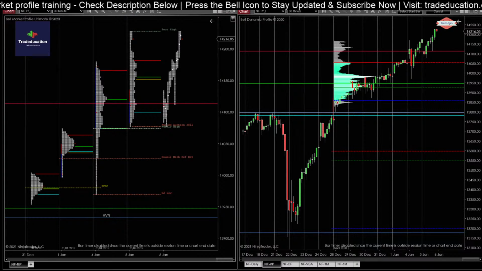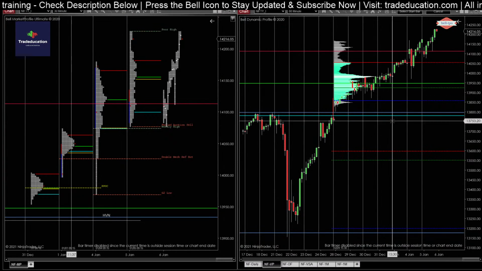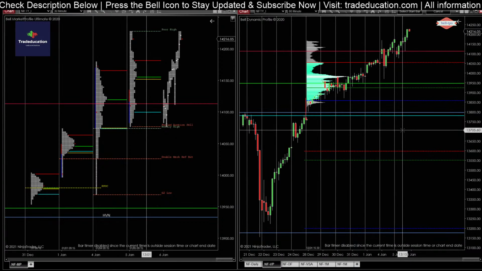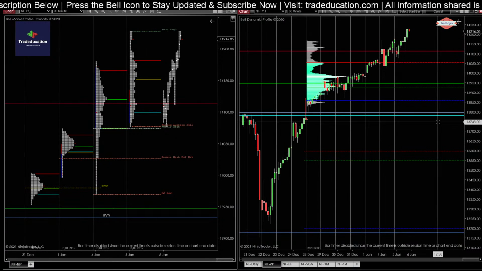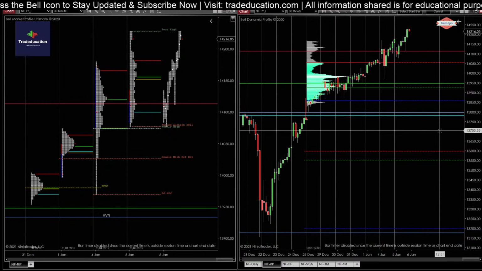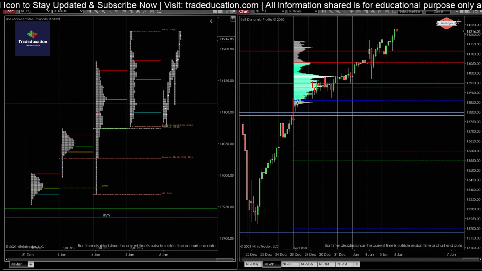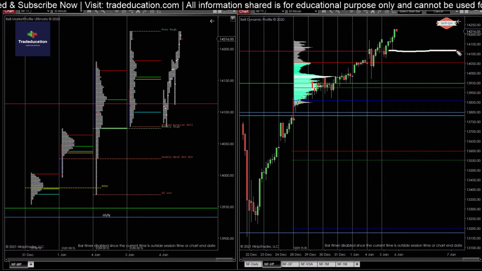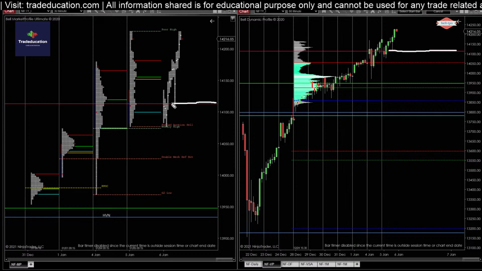Okay. So first of all, this is the hourly chart with the dynamic profile, or the composite. This is basically the composite volume profile, and some of the things which I wanted to share is this particular line. So this line is exactly where I went long, keeping my targets of 14,200.